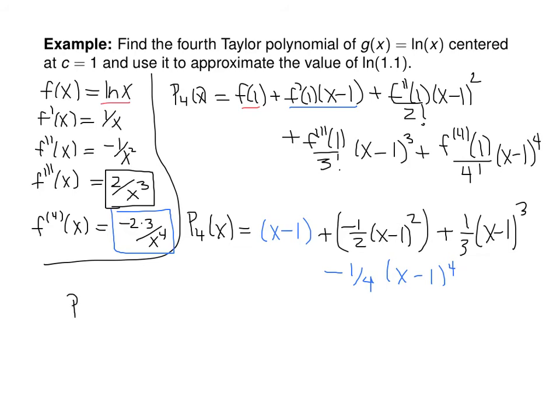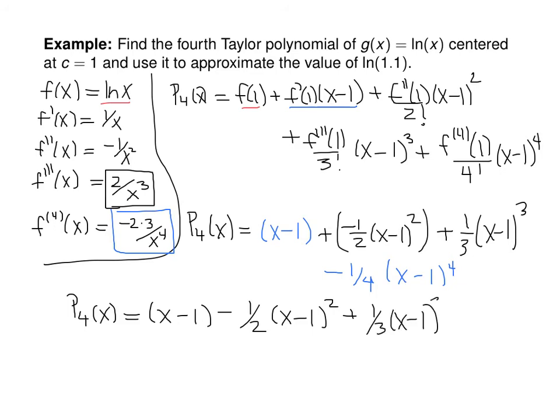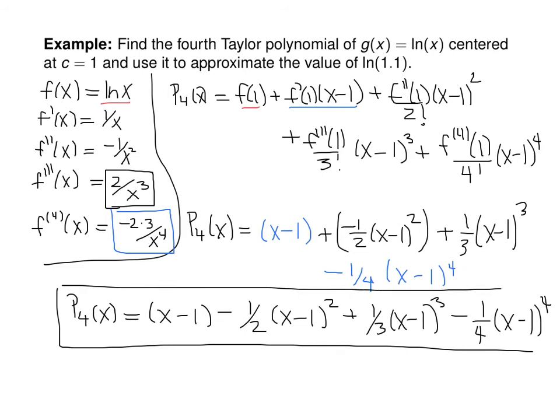So in general, P4 of x is equal to x minus 1 minus 1/2 times x minus 1 squared plus 1/3 x minus 1 to the 3rd minus 1/4 x minus 1 to the 4th. And you can see there's a pretty obvious pattern happening there. So that's the 4th degree Taylor polynomial, and this approximates values of natural log of x near x equals 1. So if we want to estimate ln of 1.1, that'll be about equal to the value of this polynomial at 1.1, which is approximately equal to 0.0953.